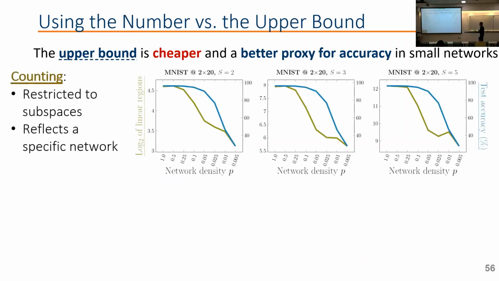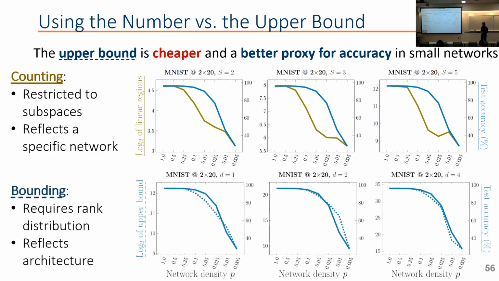So just coming back to that picture that I mentioned before, we were doing counting to understand how the number of linear regions goes down and how that connects to accuracy. That was restricted to subspaces. We had no hope of calculating for the entire neural network. And then that reflects a specific network. If you're telling me that you counted the number of linear regions in a neural network, you already have the neural network. So you already pruned, you already did your work, right? So it's not really helpful for us.